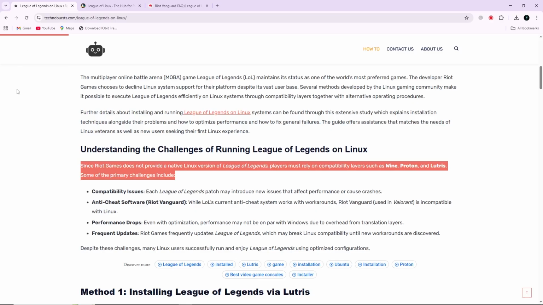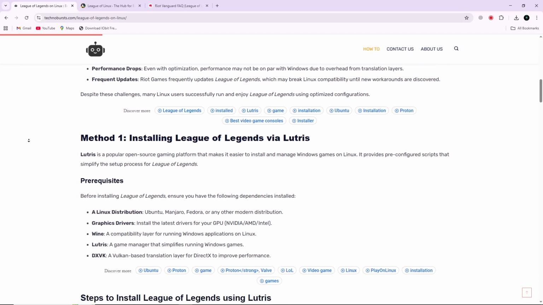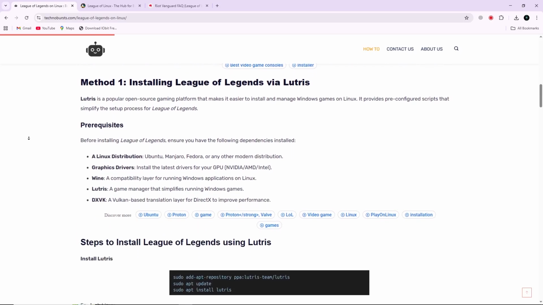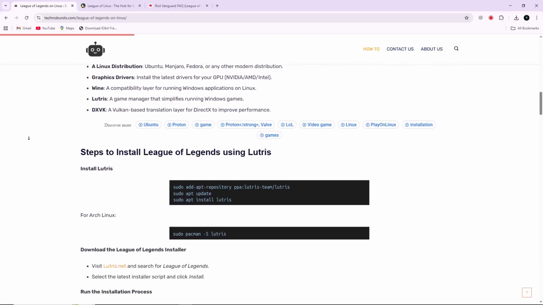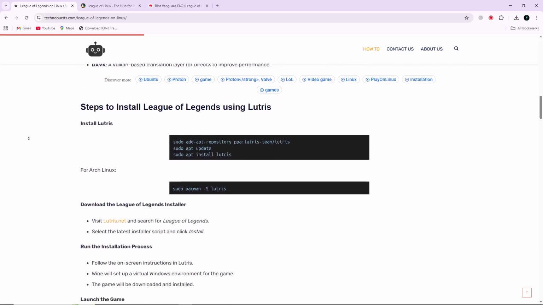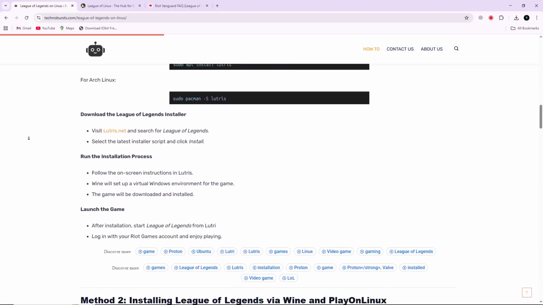Even if you try to install it through Wine, Lutris, or Steam Proton, the game will not launch because Vanguard cannot operate properly. Maybe in the future, Riot Games will find a way to make Vanguard work with Linux systems, but as of 2025, there is no official support or working method to play League of Legends on Linux.